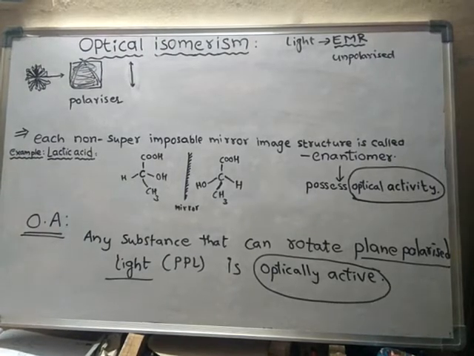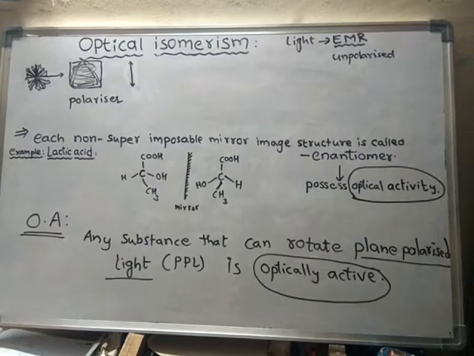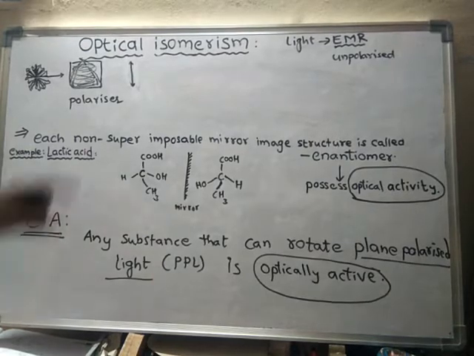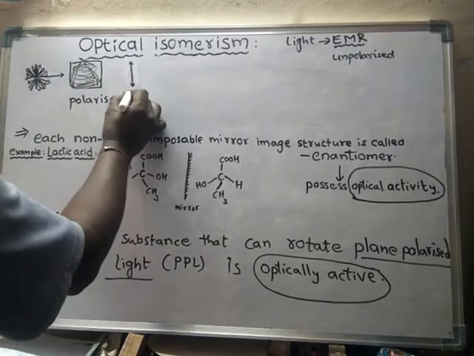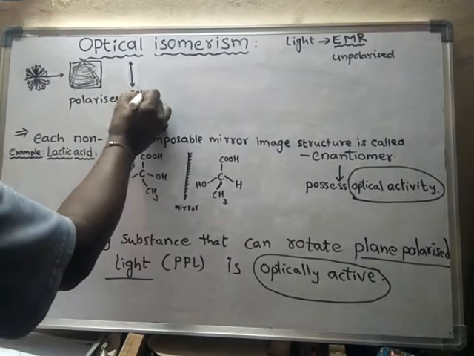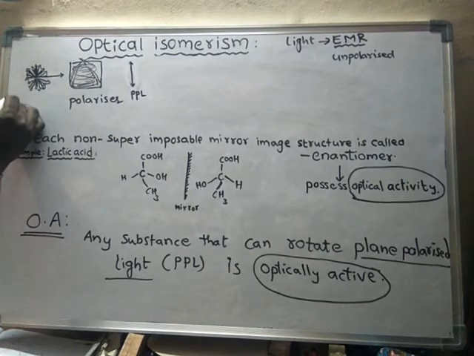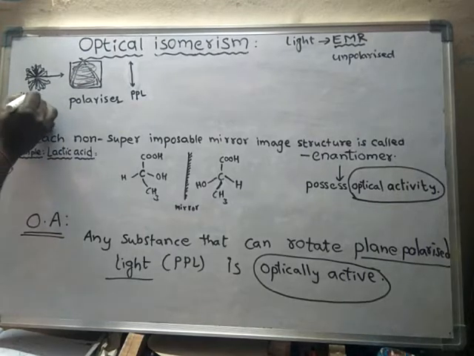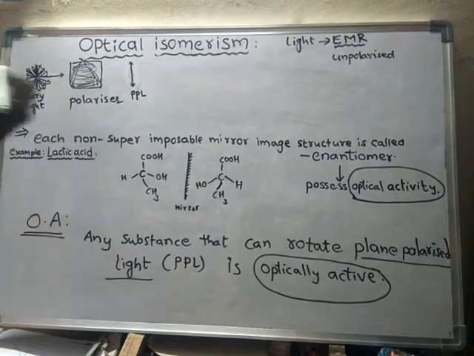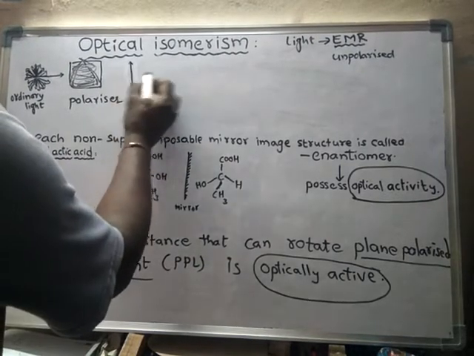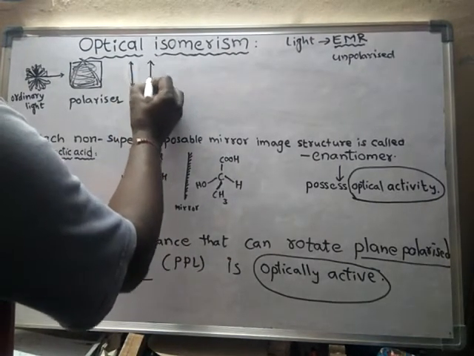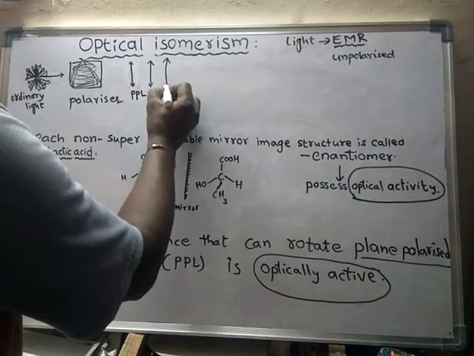So now this plane polarized light is called PPL, plane polarized light. This is normal light, or else ordinary light. Now this plane polarized light will propagate and move on in this direction.